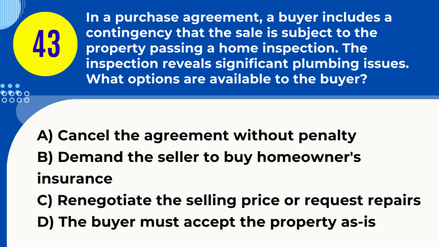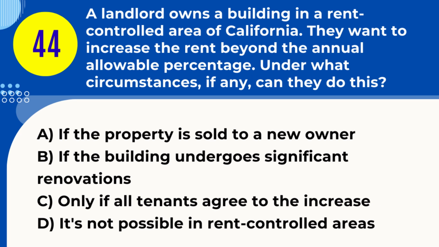A. Cancel the agreement without penalty. B. Demand the seller to buy homeowner's insurance. C. Renegotiate the selling price or request repairs. D. The buyer must accept the property as is. Answer: C. Renegotiate the selling price or request repairs. Explanation. With a home inspection contingency, the buyer can renegotiate the deal based on the inspection results or request repairs before proceeding.